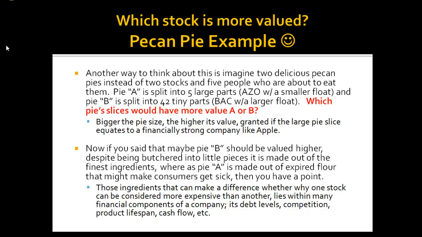So those ingredients that can make a difference in why one stock can be considered more expensive than another lie within many financial components of a company: its debt levels, competition, product lifespan, cash flow, etc. So even though Bank of America is currently plagued with mortgage lawsuits and uncertain economic conditions that can affect its earnings in subsequent quarters, it can still be valued more than AutoZone, in my personal opinion, regardless of its market cap or its float.